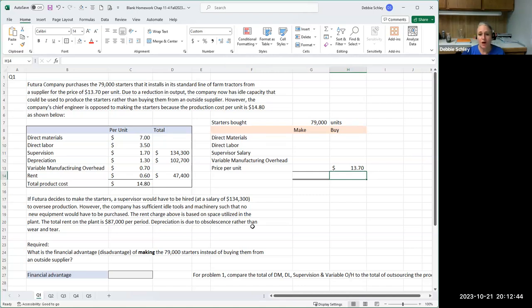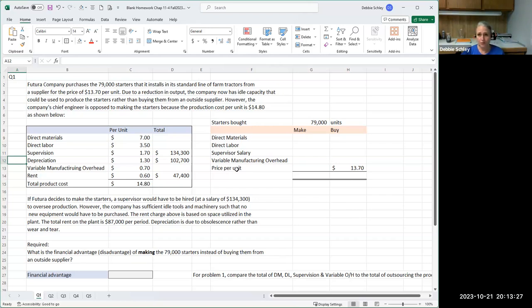And depreciation is due to obsolescence rather than wear and tear. That just means the depreciation is due to the machinery becoming obsolete, like a technology thing. It becomes obsolete rather than wearing out. But again, depreciation is not a money transaction that's on the books. And so that is also a fixed cost that, when we're talking about make or buy decisions, we do not take into consideration. Okay, so what is the financial advantage or disadvantage of making the 79,000 starters instead of buying them from an outside supplier?